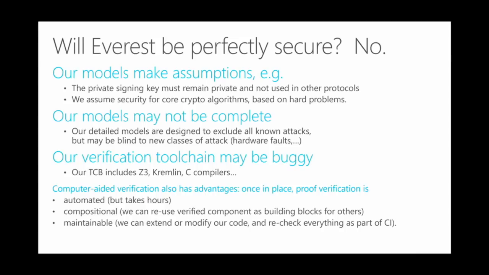Specs are written with respect to a model, and our models try to be detailed and cover all classes of known attacks, but there may be new classes of attacks that we are not aware of that may make our models inadequate. Also, our verification tool chain places trust in a number of components, including F-star, the Z3 theorem prover that we use, C compilers, and so on. And those are part of our trusted computing base.